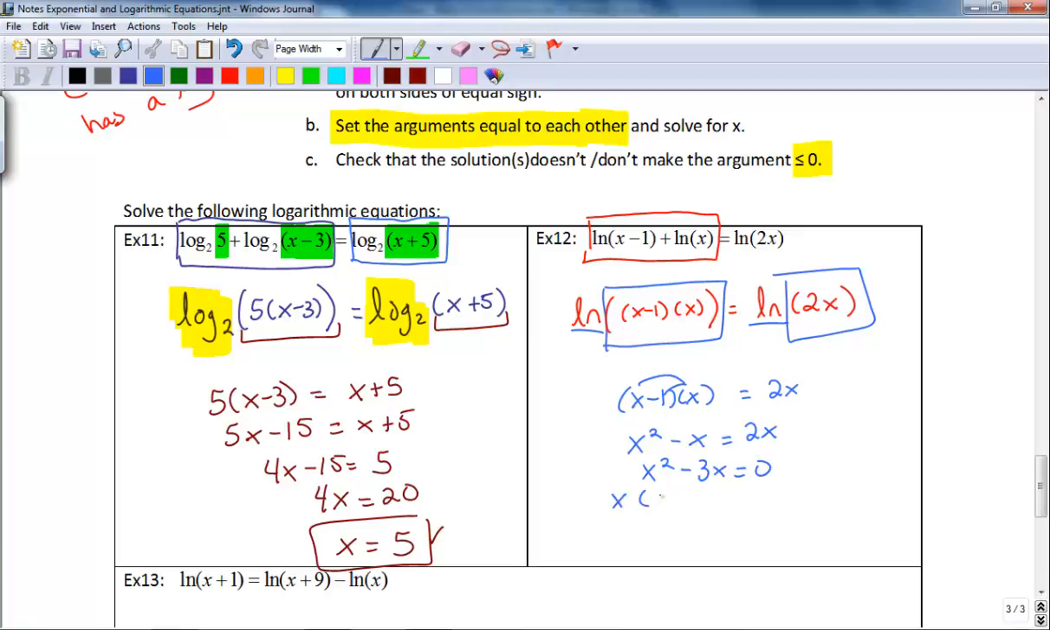If I factor out an x, I get x times x minus 3 is equal to 0. Solving them both, x is equal to 0, and the other one is going to be x is equal to 3. But I'm not done. I need to go and make sure that these answers don't make my arguments numbers that are less than or equal to 0. Let's start with the first one.